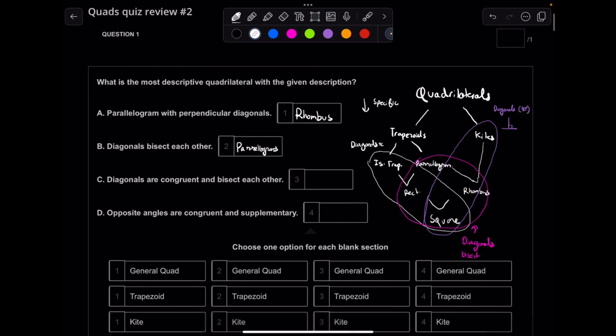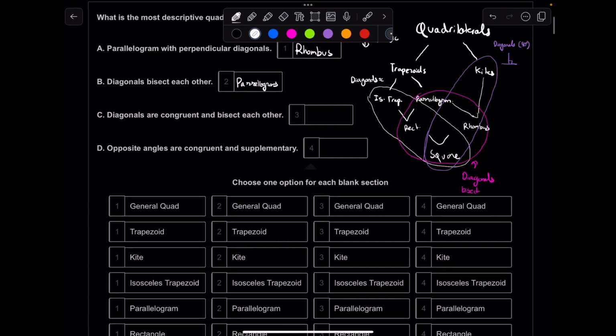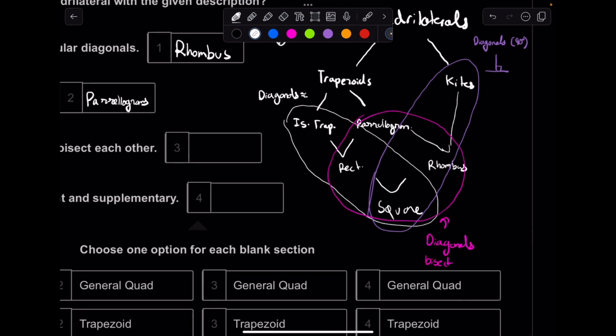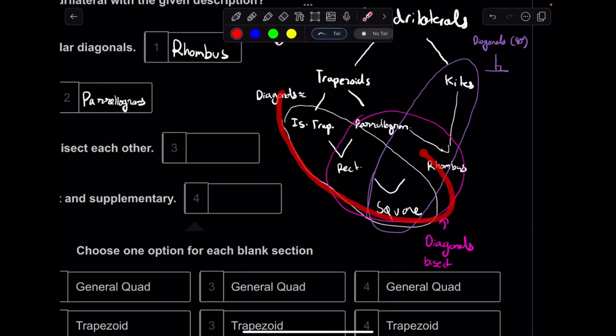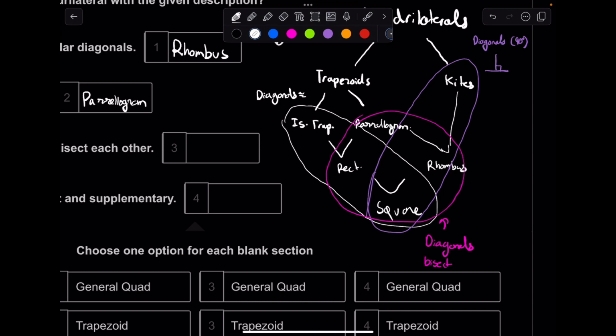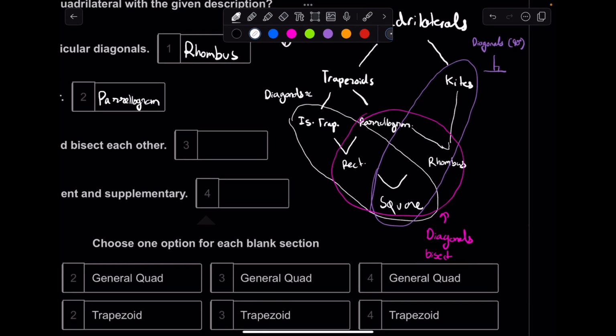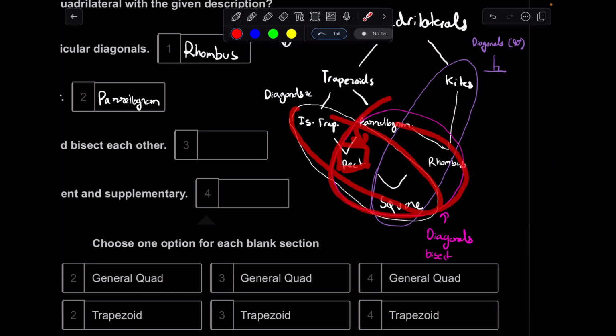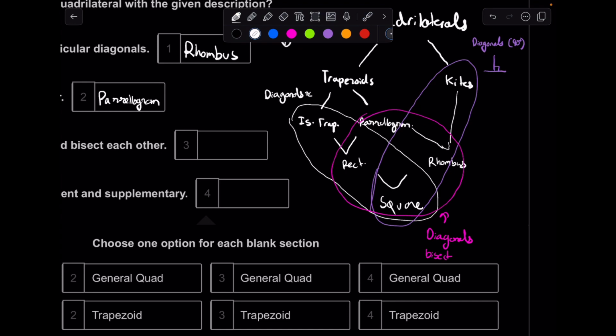Okay, let's move on. C. Diagonals congruent and bisect each other. Diagonals are congruent is this one, and they bisect each other is this one. So what do you guys think? Congruent and bisects, which is the first one which comes in that list? I don't know if y'all can see it, but it's a rectangle, because this one is coming under these two categories and it's the first one. So we're going to say it's a rectangle.